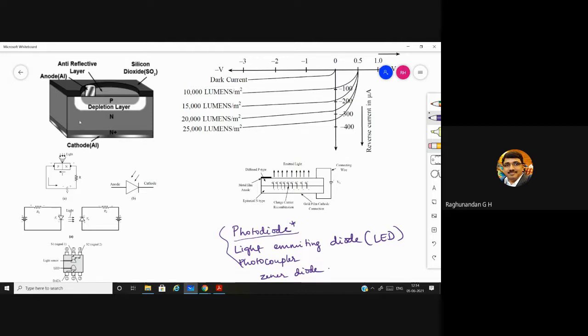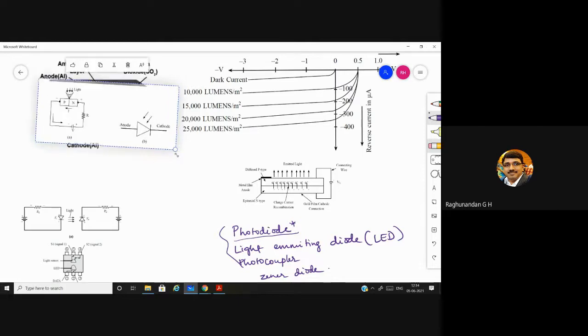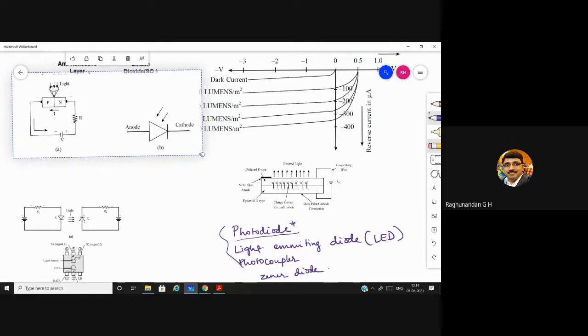So this is the construction part of the photodiode. We discussed the construction part. Now let us see how this is actually going to work.